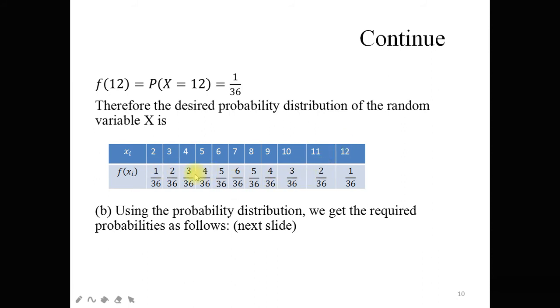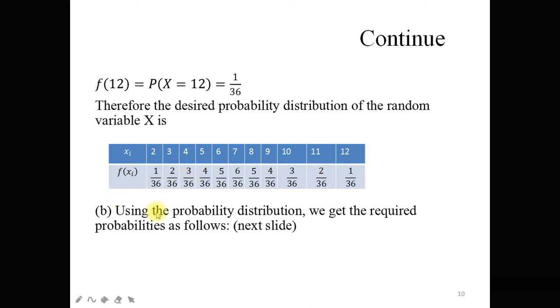So we can verify our result: the sum of all probabilities for the random variable values will be equal to 1. So when we add all these probabilities, you see over here 1 plus 2 is 3, 3 plus 3 is 6, 6 plus 4 is 10, 10 plus 5 is 15, 15 plus 6 is 21, 21 plus 5 is 26, 26 plus 4 is 30, 30 plus 3 is 33, 33 plus 2 is 35, and 35 plus 1 is 36. So 36 by 36 is equal to 1. So our result is correct. We can verify the result by adding all the probabilities. When the sum of all probabilities equals 1, then the probability distribution table will be correct.